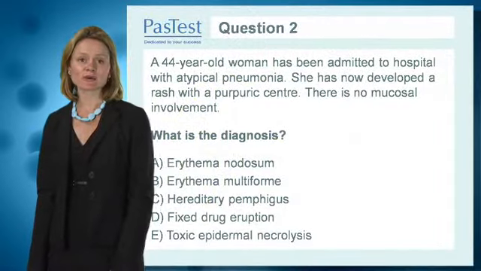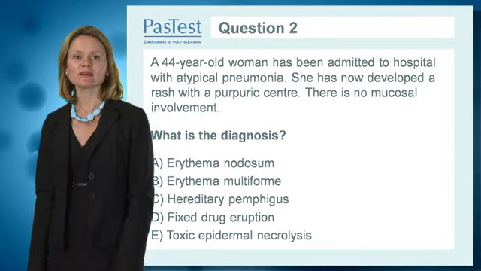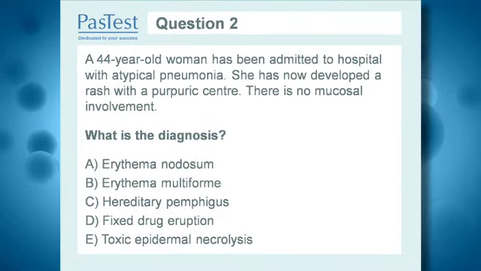Okay, so the second question. A 44-year-old woman has been admitted to hospital with atypical pneumonia. She has now developed a rash with a purpuric centre. There is no mucosal involvement. What is the diagnosis? And I'll give you a minute to choose your answer.